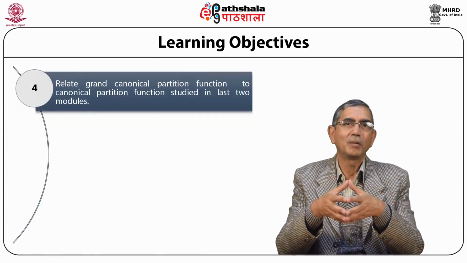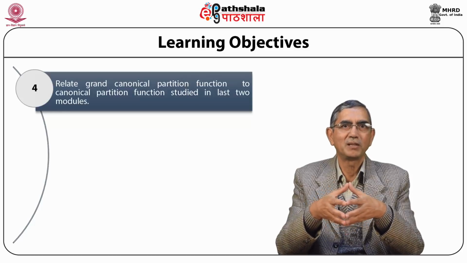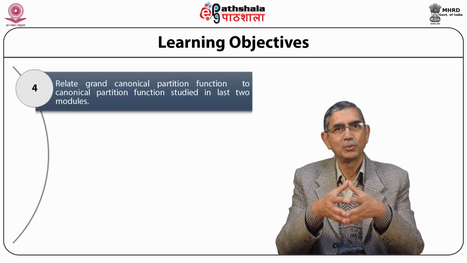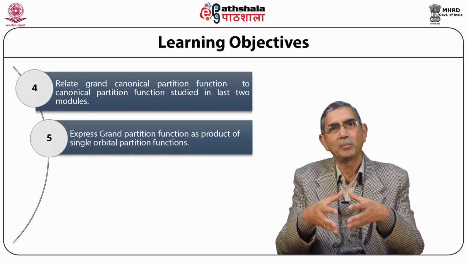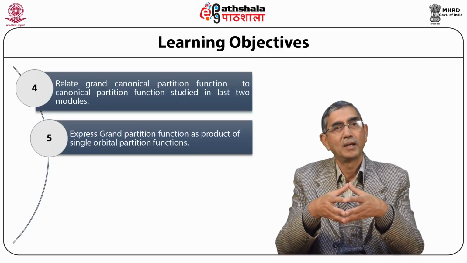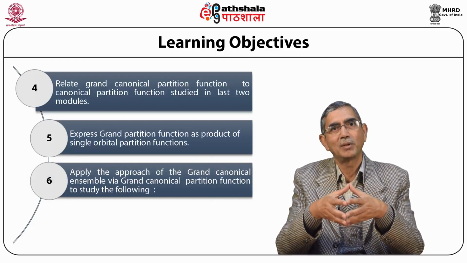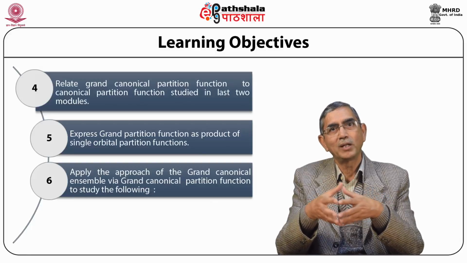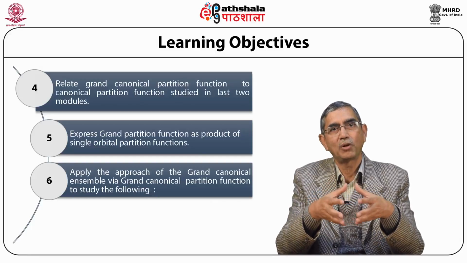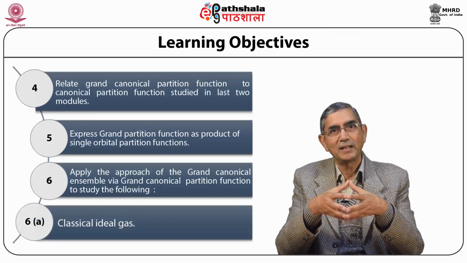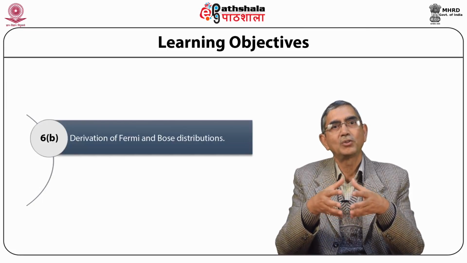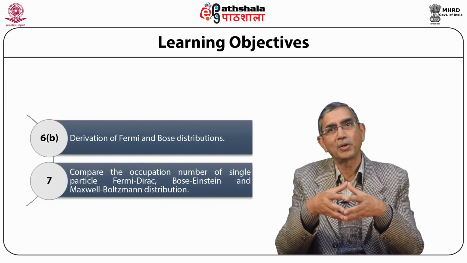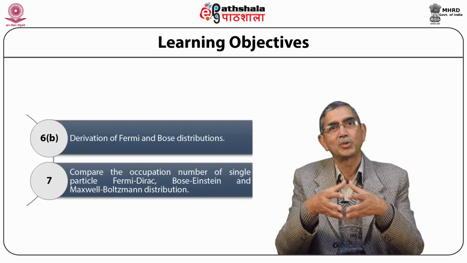Relate the grand canonical partition function to the canonical partition function studied in the last two modules. Express the grand partition function as a product of single orbital partition functions. Apply the approach of the grand canonical ensemble via the grand canonical partition function to study the following systems: classical ideal gas and derivation of Fermi and Bose distributions. You will also be able to compare the occupation number of single particle Fermi-Dirac, Bose-Einstein and Maxwell-Boltzmann distributions.